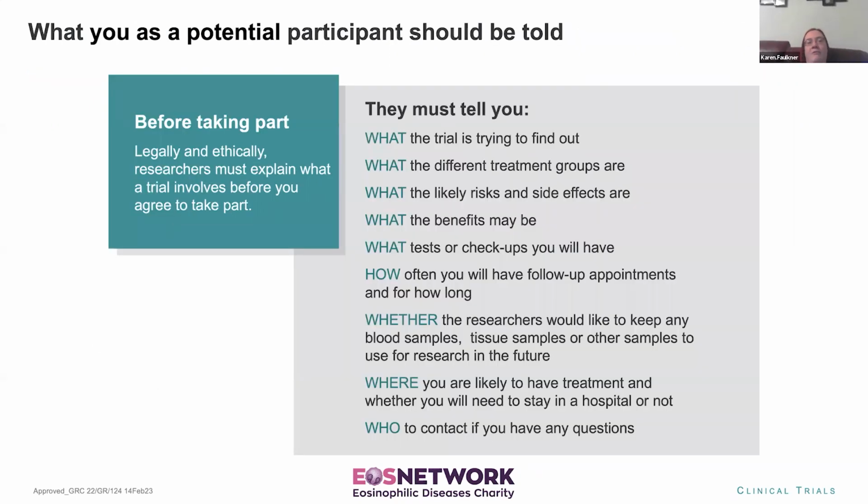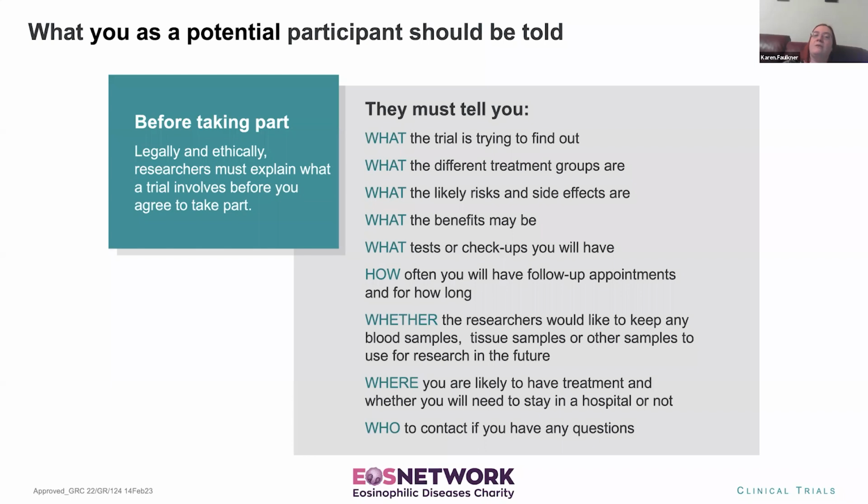So as part of my role as a researcher, I have to discuss clinical trials with the participants that come through that I see. So I have to discuss the purpose of the study, so what they're trying to find out, the different treatments within the study, the risks and the benefits of the study, so potential side effects, potential benefits, what tests you will have during the course of the study, and how many appointments you have. That's quite a big one, especially if you're working, how often you have to come.